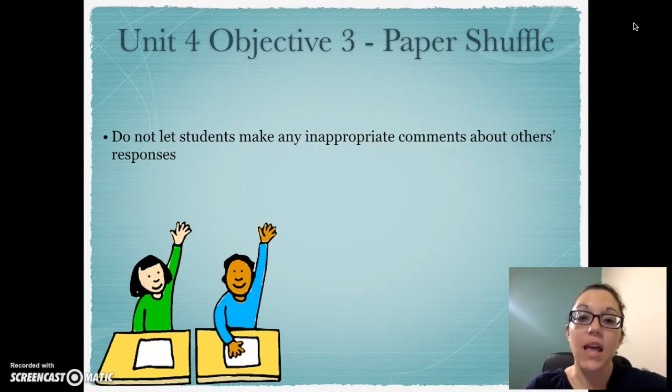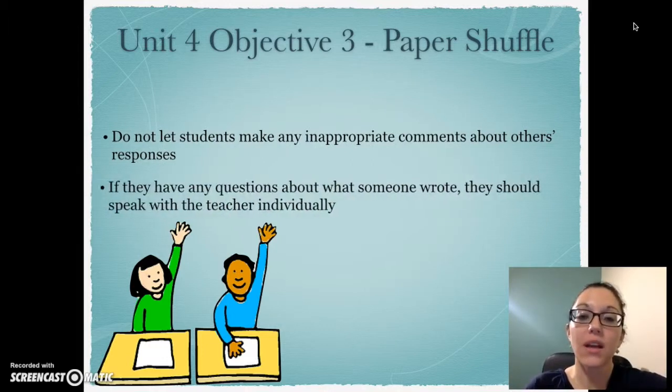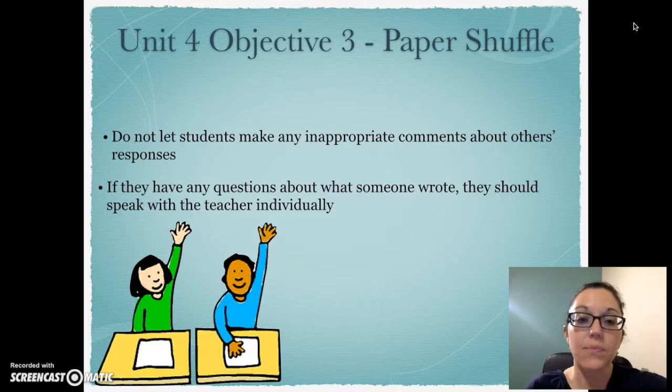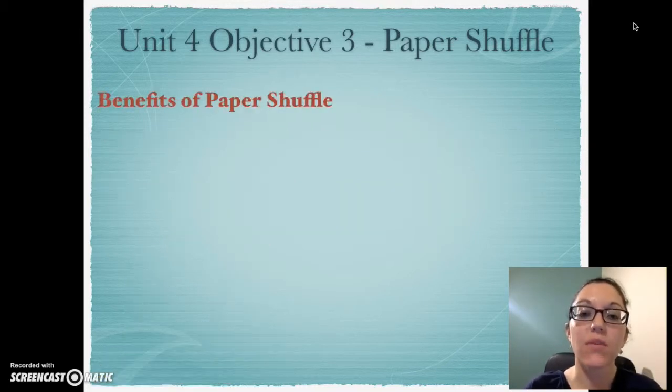Make sure during this step that they do not make any inappropriate comments about others' responses. And if they have any questions about what someone wrote, they should speak with the teacher individually about it. Although the responses should be anonymous, this will help eliminate any anxiety or singling out of students' responses. The paper shuffle activity provides students with a way to write extensively and meaningfully over an extended period of time.